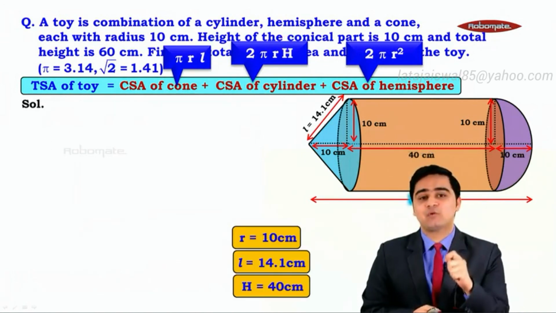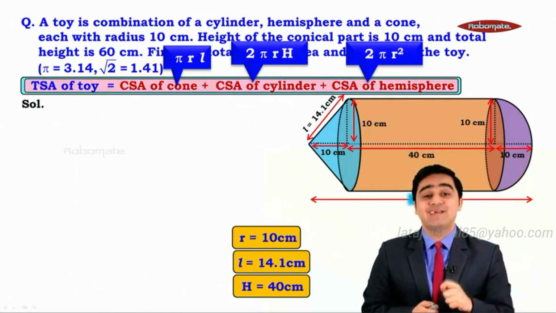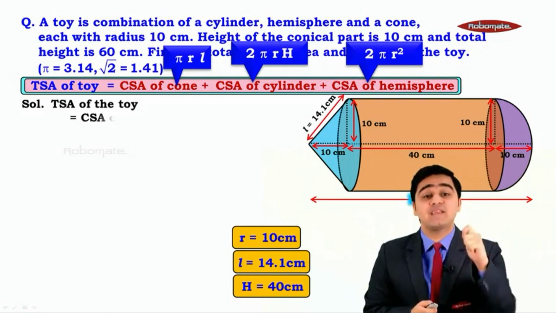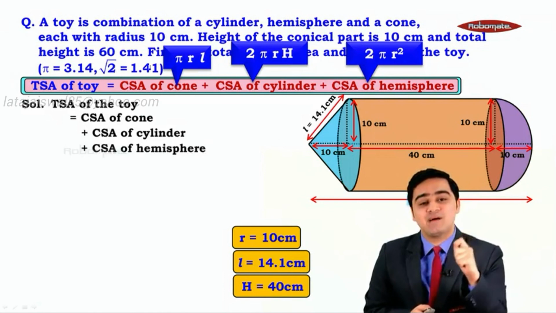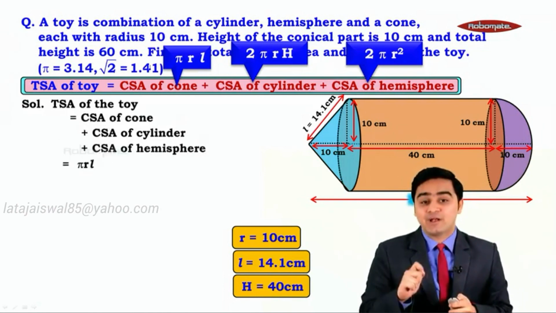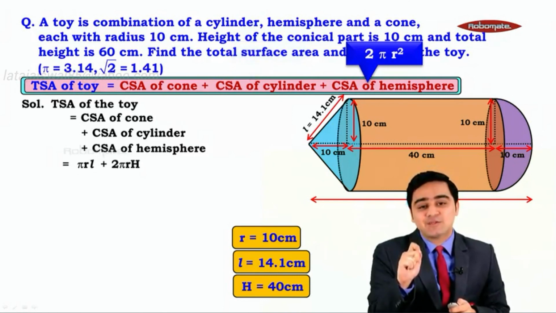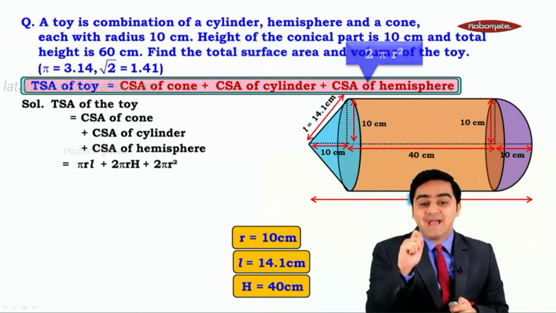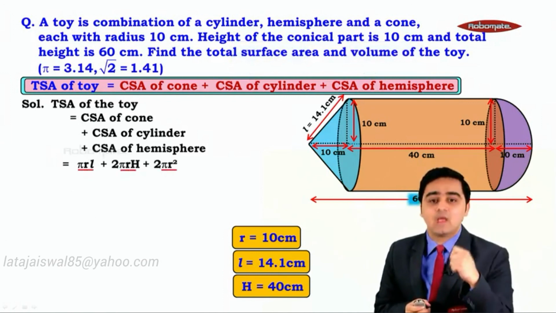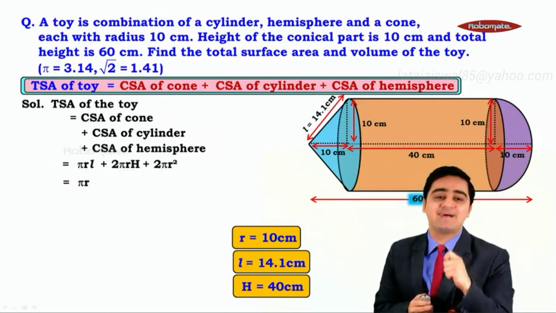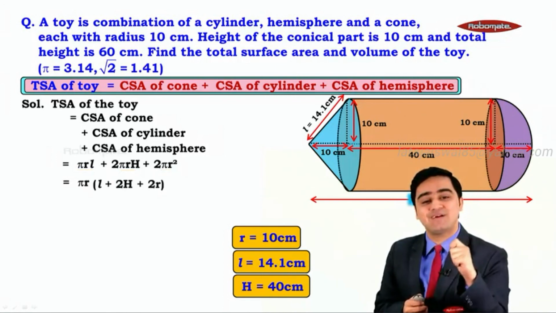Now my dear students, observe, we have all the parameters to find now the total surface area of the toy. We can say that total surface area of the toy is equal to the curved surface area of the cone plus curved surface area of the cylinder plus curved surface area of the hemisphere. Now let us substitute the formulas. Curved surface area of the cone is pi RL, curved surface area of the cylinder is 2 pi RH and the curved surface area of the hemisphere is 2 pi R square. Let's see if we can take anything common. Yes, we can take pi r common. So inside the brackets we are left with L plus 2h plus 2r.